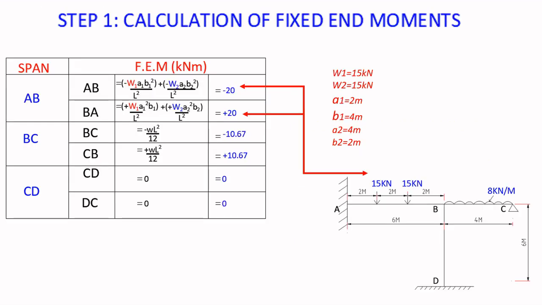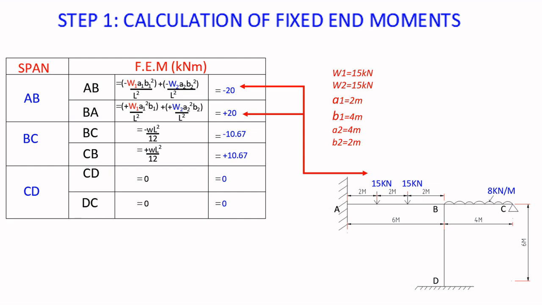Now let's look at the first step, that is calculation of fixed end moments. The sign convention I've adopted for my fixed end moments is clockwise moments are positive and anti-clockwise moments are negative. For span AB, I've assumed that AB is anti-clockwise, therefore negative, and BA is clockwise, therefore positive, and for all the other spans in that order. So let me start with span AB.